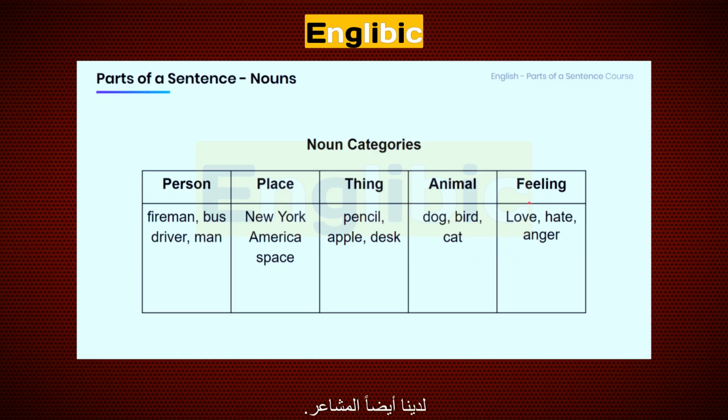You also have feelings, okay? These are nouns that you can't exactly touch, but they're considered nouns. So these are a lot of emotions. Love, hate, anger.